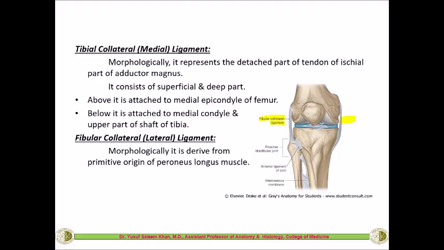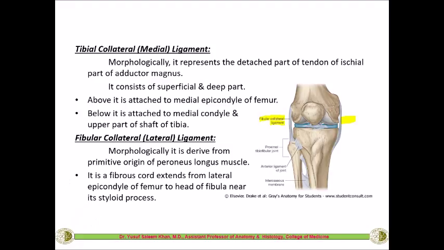This ligament is also said to be a degenerated tendon of a muscle called the peroneus longus. Peroneus longus is a muscle of the lateral compartment of the leg. There are two muscles, peroneus longus and brevis, in the lateral compartment of the leg. The peroneus longus is a bigger muscle which takes origin from the upper part of the fibula. Above this, if you can see here, this tendon is present. So this is said to be the degenerated part of the peroneus longus muscle.